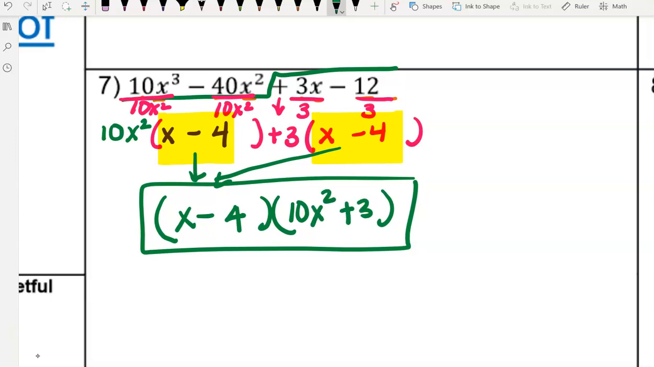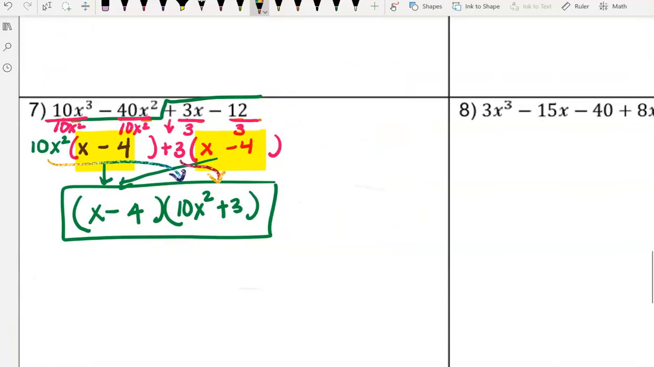plus 3. That's your remaining terms, okay? That's your remaining term. That's what goes right there. And order doesn't matter. You can write 10x squared in the front. I'm sorry, 10x squared plus 3 in the front, and then the quantity of x minus 4 in the back.